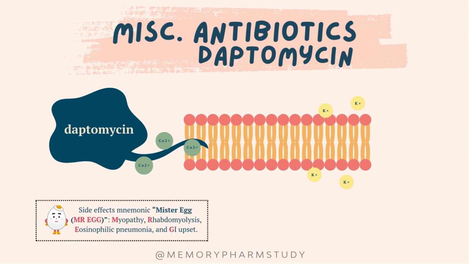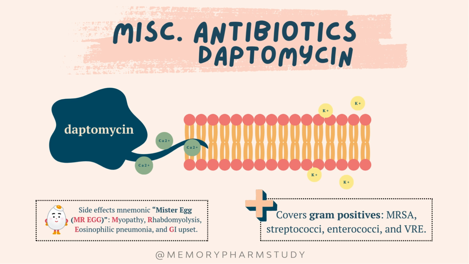You can remember its side effect using the mnemonic Mr. A. The M stands for myopathy, R is for rhabdomyolysis, E is for eosinophilic pneumonia, and G is for GI upset. It covers gram-positives including MRSA, streptococci, enterococci, and VRE.